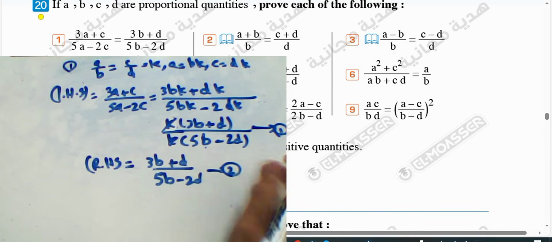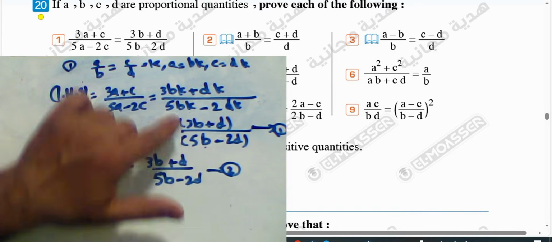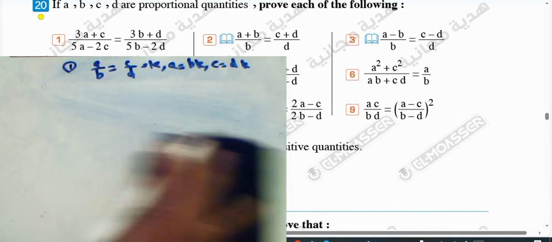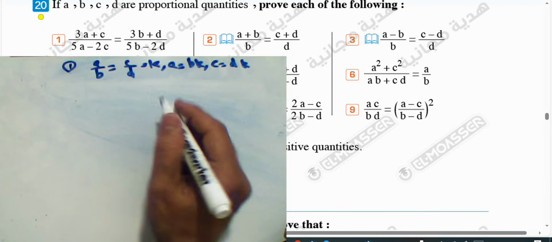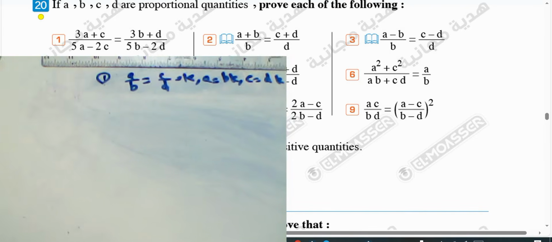Relation number 2. They are equivalent. Left hand side equals right hand side without doing anything. The answer is the same because we divided up and down by K, where K is a constant not equal to 0. Number 2, I will also solve this question by these steps. Okay, first step.